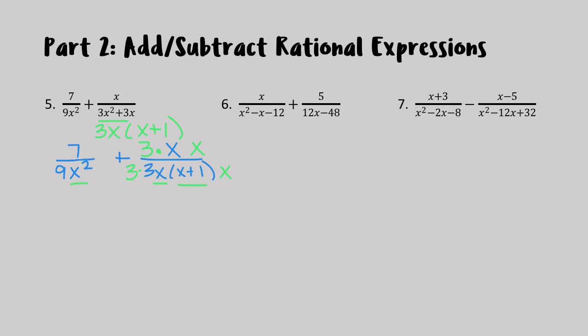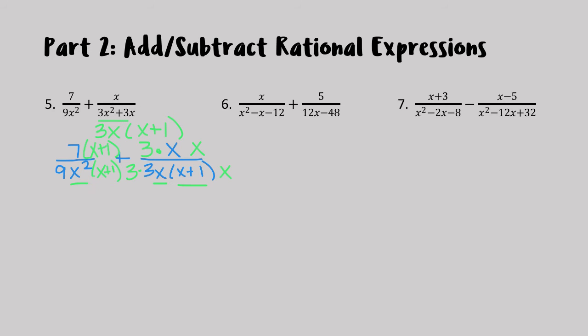So now I'm looking back at the denominators. They both have a 9. They both have an x squared. But the second one has an x plus 1. That means the first one also needs an x plus 1. So I'm going to multiply this first denominator by x plus 1. And I would also have to multiply the numerator. So now each denominator has a 9.